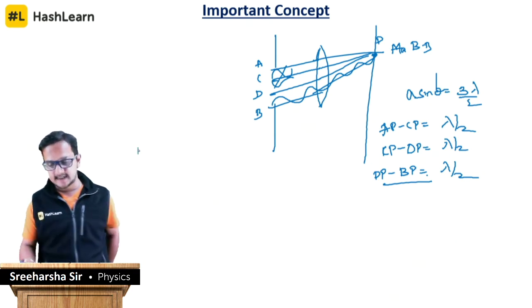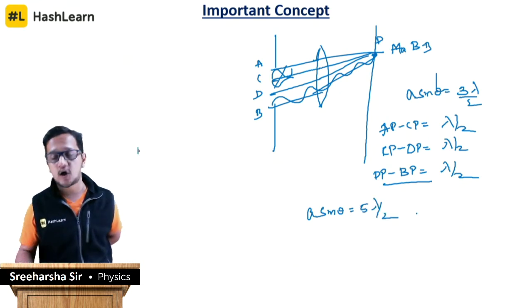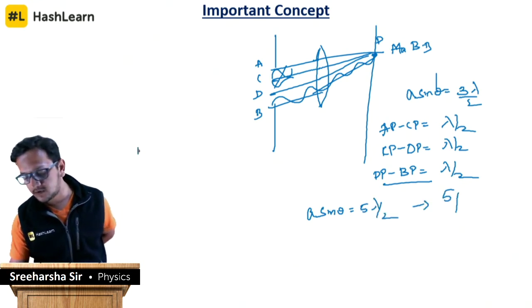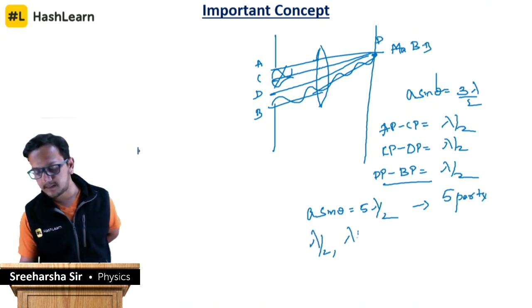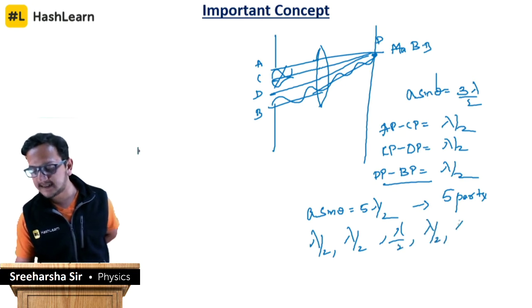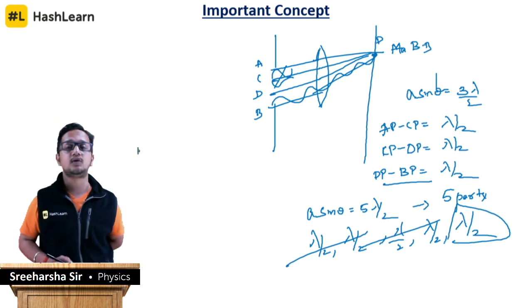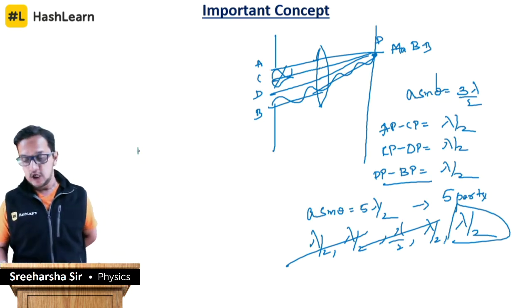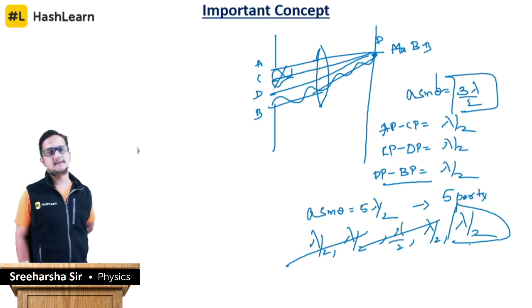The second condition is, if I take a sin theta equal to 5 lambda by 2, how many parts do I have to break it into? Break it into 5 parts. So lambda by 2, lambda by 2, lambda by 2, lambda by 2, and then lambda by 2. This gets cancelled. Only one lambda by 2 will reach the point P. So compared to this, this will have lesser brightness.